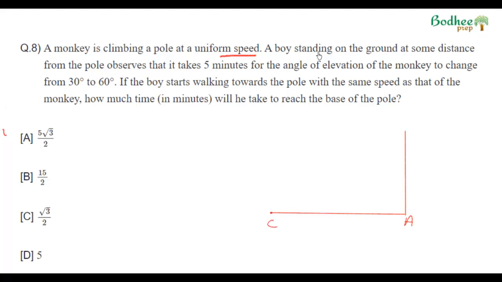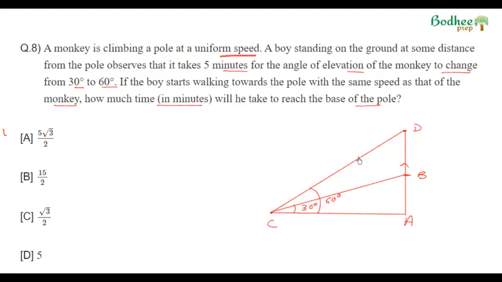And it says that it takes 5 minutes for the angle of elevation of the monkey to change from 30 degrees to 60 degrees. So initially the position of the monkey say be at point B, right? So this angle of elevation was initially 30 degrees and it climbed up and moved to say point D. Now the angle of elevation changed from 30 to 60 degrees. That means this entire angle becomes 60 degrees. So if the boy starts walking towards the pole with the same speed as that of the monkey, how much time will it take to reach the base of the pole?